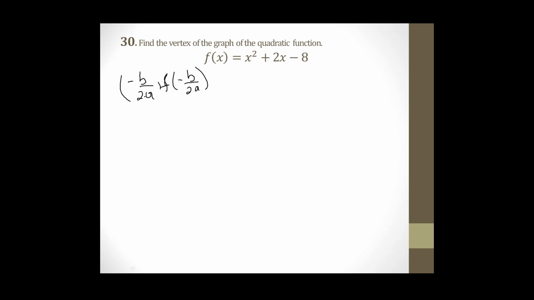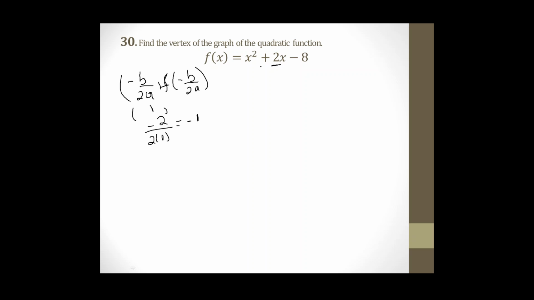So I have negative b over 2a. So this is my b. So I have negative 2 over 2 times 1. So that gives me negative 1. That was just this part here. That's what I found. Now I need the other part, so I go ahead and plug it in here.